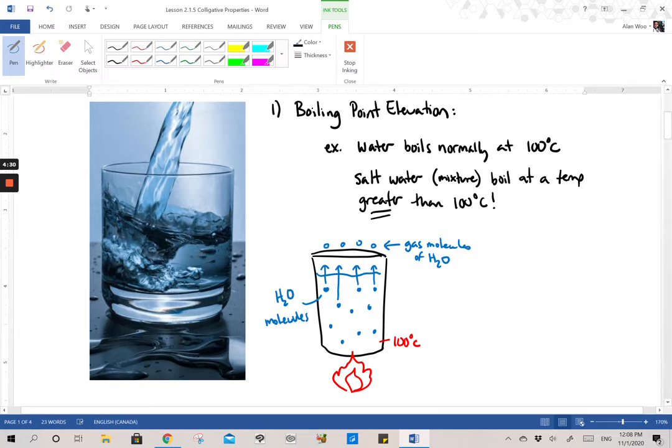So once we reach 100 degrees Celsius, water molecules have enough energy to become a gas, aka boiling.